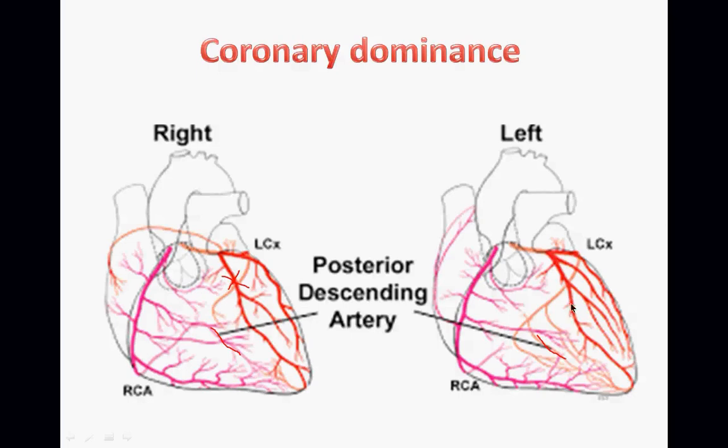But in case of left dominant people, the PD artery comes from the left coronary artery, and LAD is most prone for blockade. So when there is a blockade over here, there are no collateral channels to supply the inferior wall of the heart. So it leads to ST elevated myocardial infarction, or you can call it inferior wall myocardial infarction. So this is about coronary dominance.